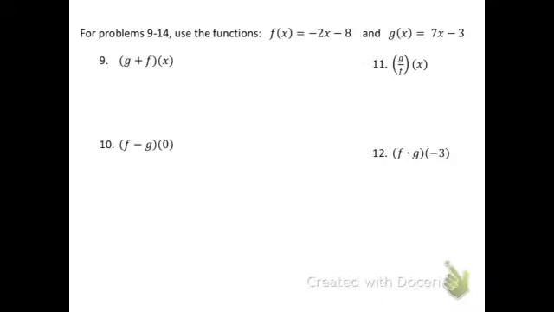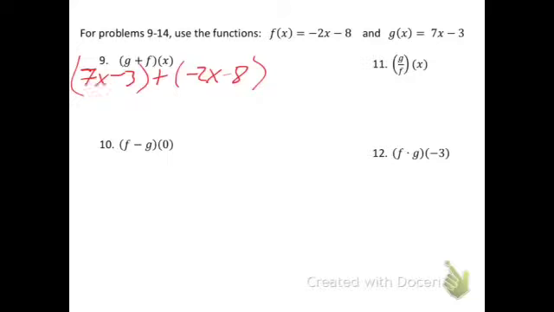Moving on through this assignment, we've got to do the next four here. We're going to use a new f and a new g to do our function adding and subtracting. On 9, we need to get g first. That's 7x minus 3. And we're going to add what f of x is, which is negative 2x minus 8. And the addition doesn't do anything to the parentheses, so we can just disregard them.